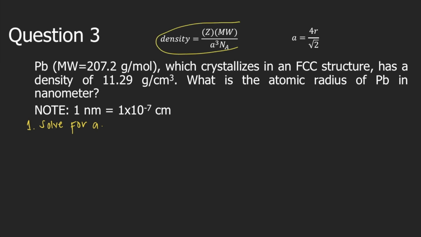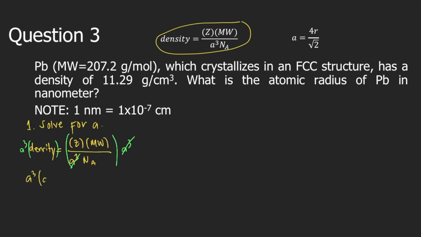So we still use this formula, density is equal to Z times MW divided by A cubed times NA. What we should do is rearrange this equation to solve for A. How do you do that? You multiply both sides of the equation by A cubed, so that A cubed will cancel on the right side. So your equation becomes A cubed times density is equal to Z times MW divided by NA.